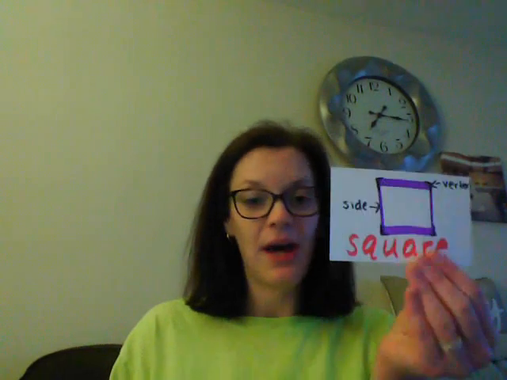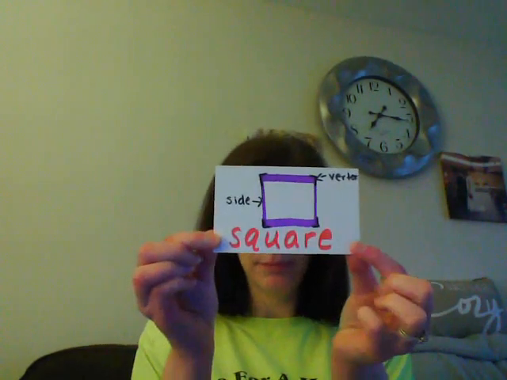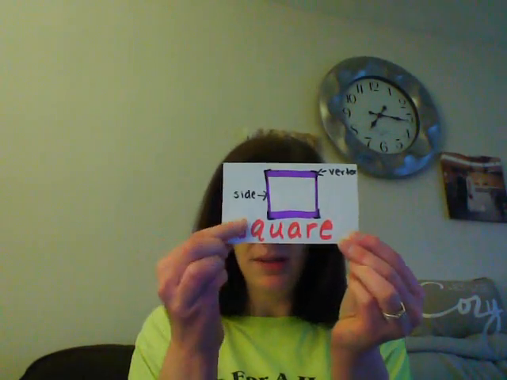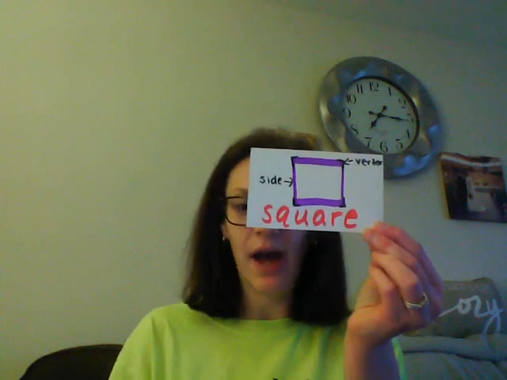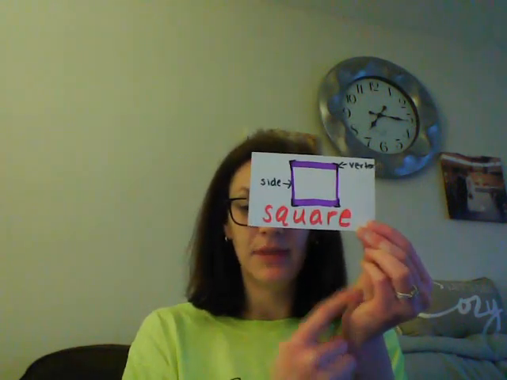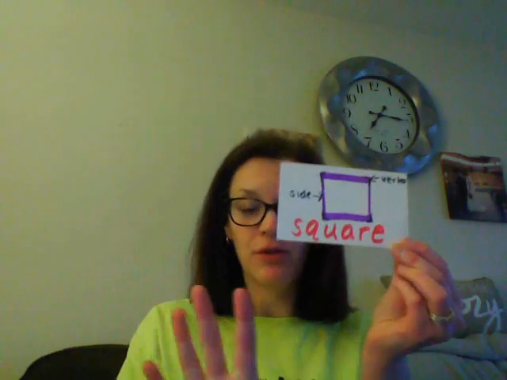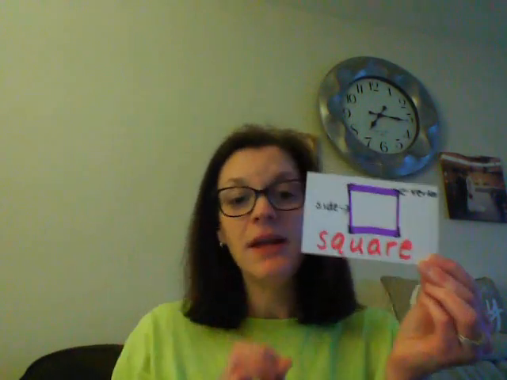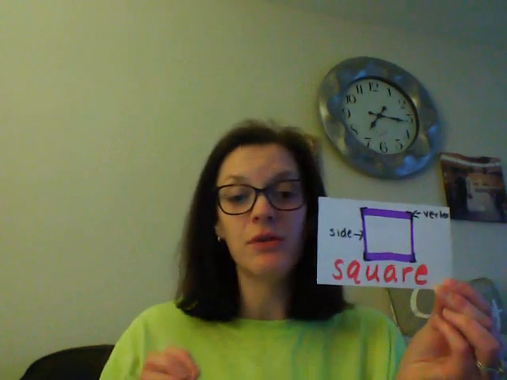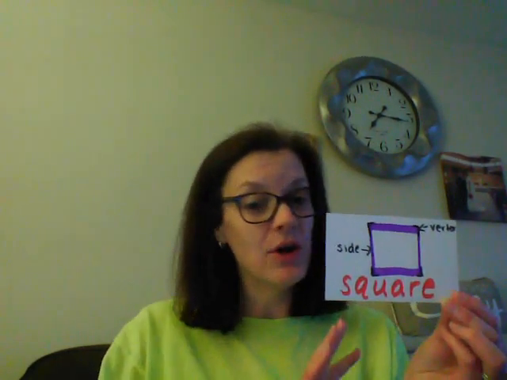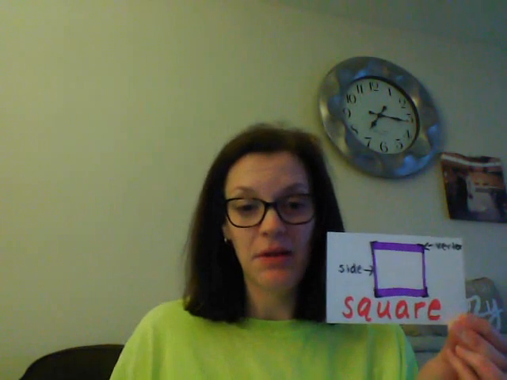So here we have the square. And as you can see, how many sides does a square have? That's right. 1, 2, 3, 4. The square has 4 sides. Now, if you notice, all 4 of those sides are equal. They're all the same length.